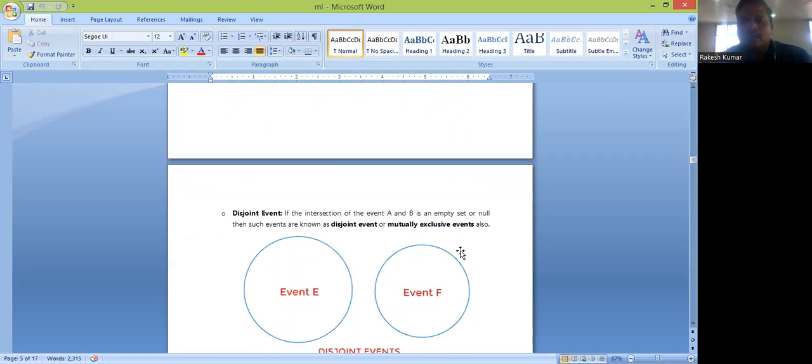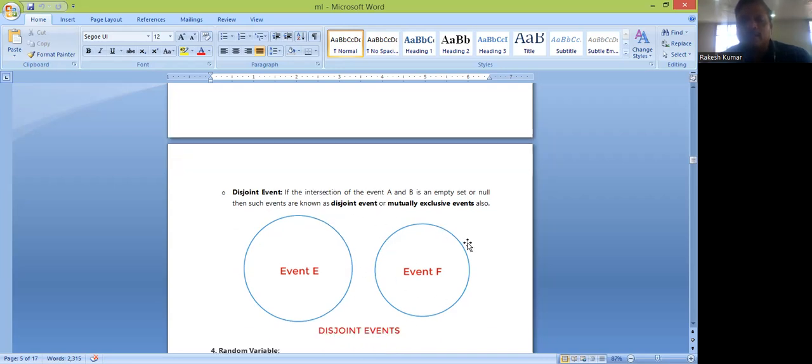So in this you can see the disjoint event: if the intersection of events A and B is an empty set, null, such events are known as disjoint events. Okay, we don't have an intersection here. We call it a disjoint event.